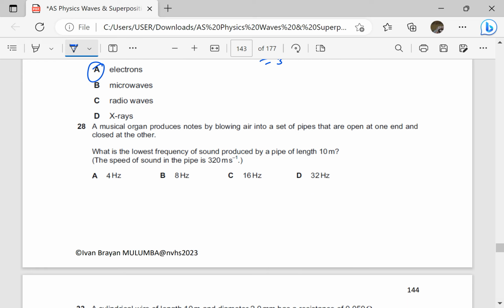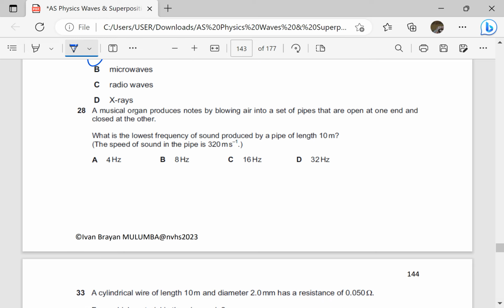A musical organ produces notes by blowing air into a set of pipes that are open at one end and closed at the other end. What is the lowest frequency of sound produced by a pipe of length 10 meters? The pipe is open at one end and closed at the other end. So the fundamental mode will give us such an illustration.